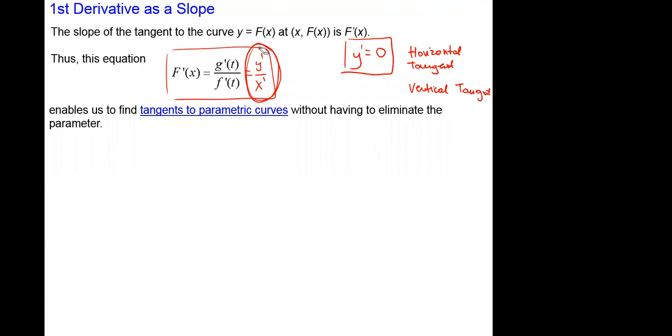Now, algebraically, if you're looking at the fraction, when the fraction is undefined, what must happen? The denominator is 0. It's interesting, because we do have a formula for x and for y. That means if x prime is 0, then we will have vertical tangents at this point. If y prime is 0, we will have a horizontal tangent. Just a little bit of application. But first of all, let's practice the derivative.